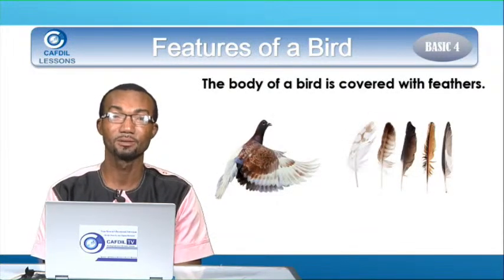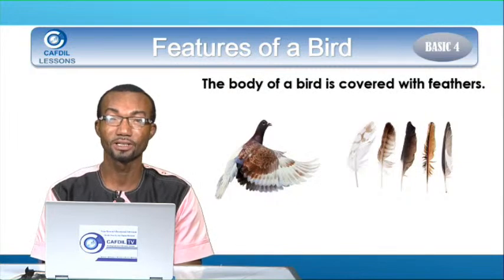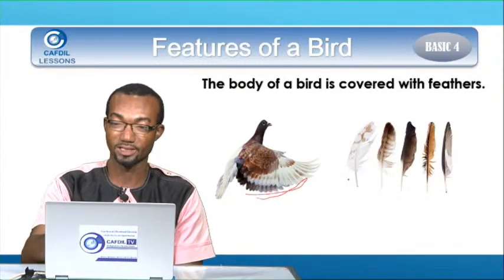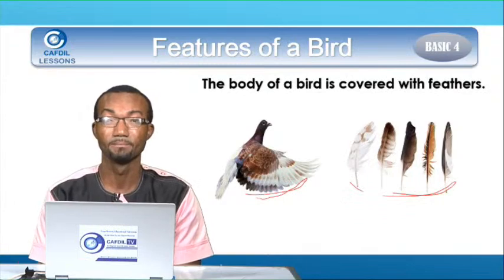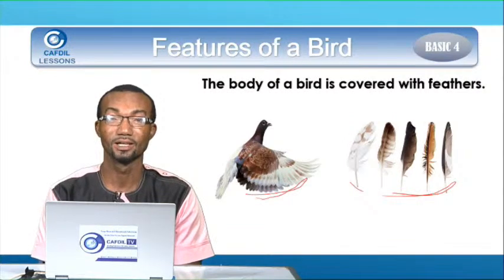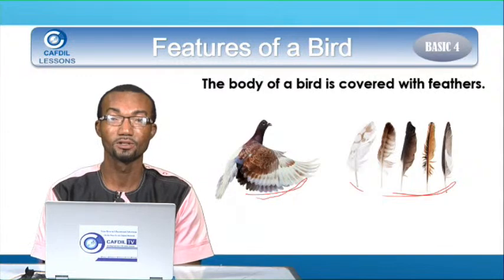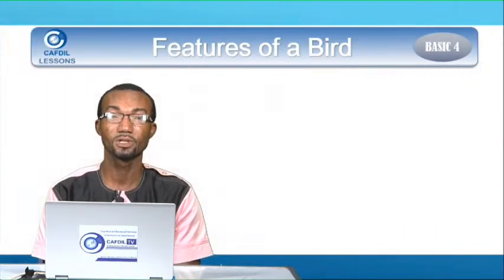The next feature is that the body of a bird is covered with feathers. You can see the types of feathers here. And normally we humans use the feathers to decorate a hat, and then we wear it to program. So the body of a bird is covered with feathers, and these feathers trap heat to keep the bird warm. Let's look at another feature.